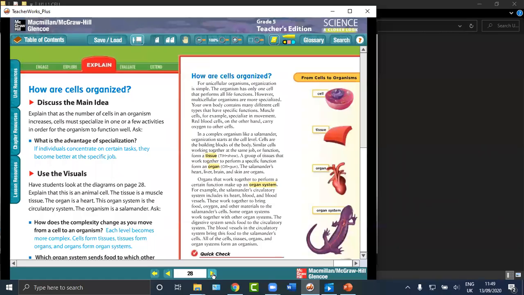If you have questions, okay, I will ask you a question. What is the advantage of specialization? We didn't understand. What does it mean? Next lesson. We will answer it in the next lessons.